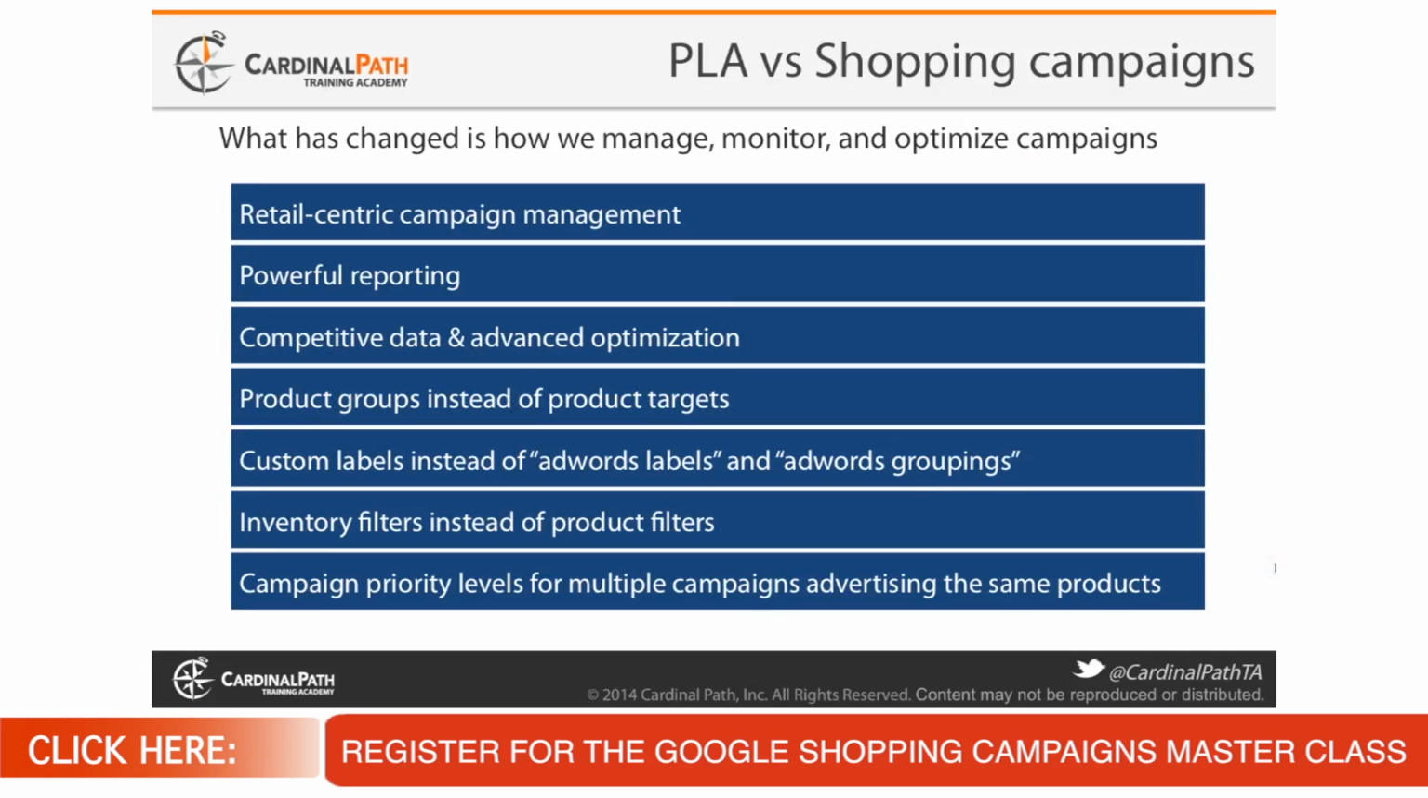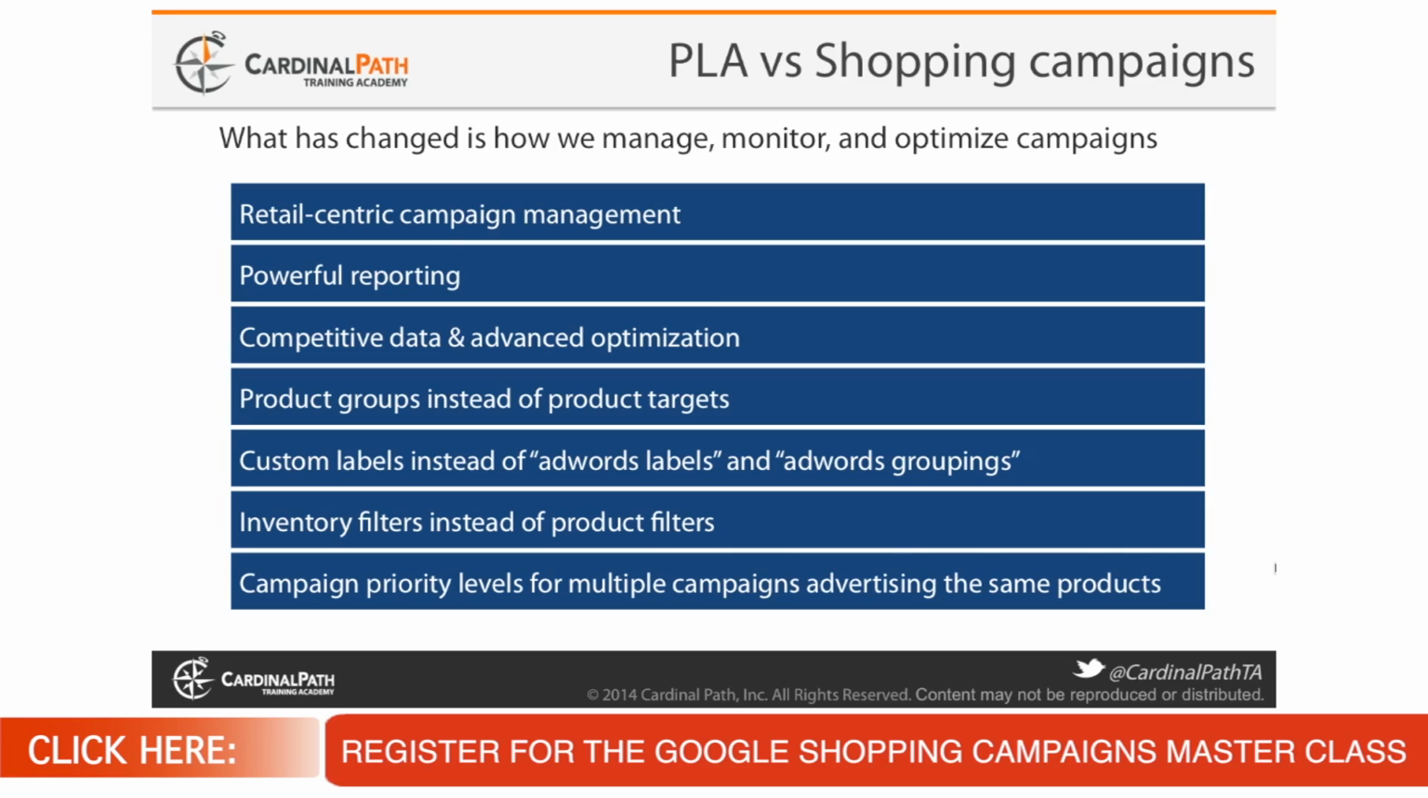What is going to change, though, is how you manage and optimize these product listing ads. So with this change from PLA to shopping campaigns, you're going to see a more retail-centric way of managing your PLAs. So for example, you're going to be able to look at the entire inventory of your products within AdWords itself instead of having to refer back to your data feed. There's also going to be more powerful reporting within the AdWords interface for shopping campaigns, and this is going to include the ability to see some competitive data. So how are you doing versus other people that are showing product listing ads for those same search terms, as well as some advanced optimization options that were not available in product listing ad campaigns.